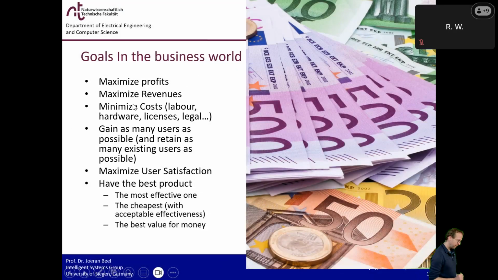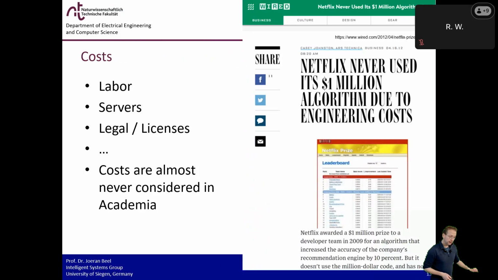Cost is very important, even though it's often neglected. Costs occur for many things in the field of machine learning. For labor, so for the machine learning engineer, for the people who label your data, for servers, for legal and licenses. You have probably heard that ChatGPT and other companies pay, I think, millions or even billions to the owners of like the New York Times, I believe, so that they are allowed to train their models on their news articles or the knowledge.